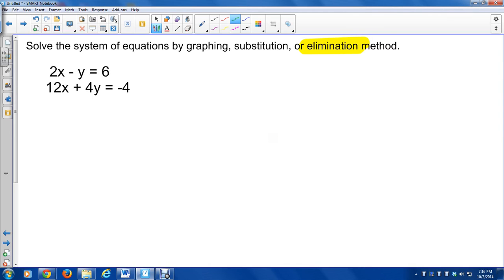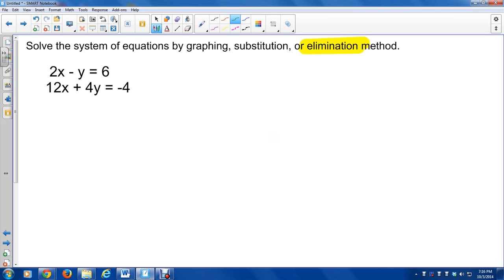Okay, our third method for solving a system of equations is what we call elimination. Also, I've heard it called the addition method. The basic premise here is that we're going to try to eliminate one of our variables. We know we can't solve for x and y at the same time, so if we can eliminate one, we can solve for the other. I'll walk you through it.